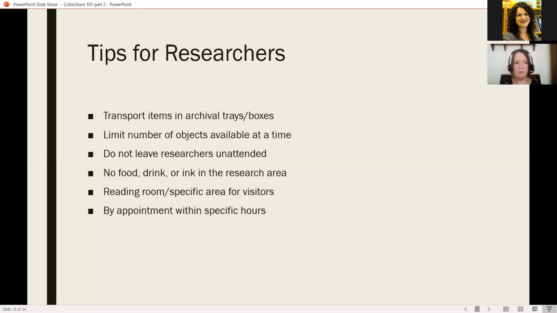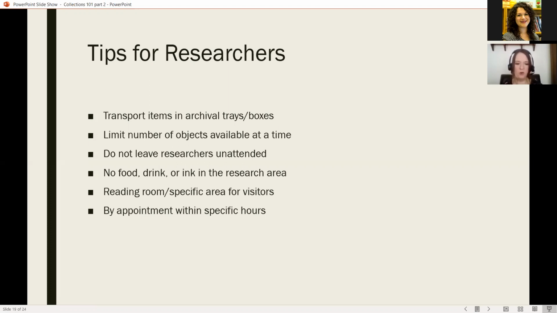Generally, people try to have researchers leave all their personal items at the door, or at the front desk. If you have a locker, they can lock their stuff in there. You just don't want them to have any of their personal items with them, again, for security reasons and so that no accidents happen.